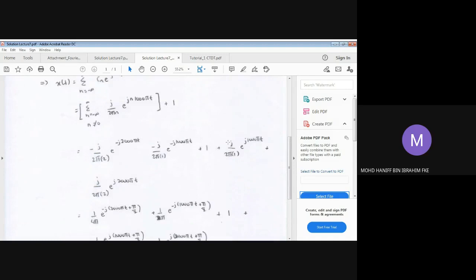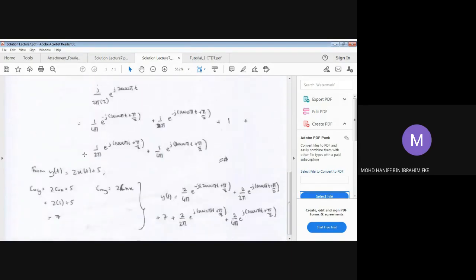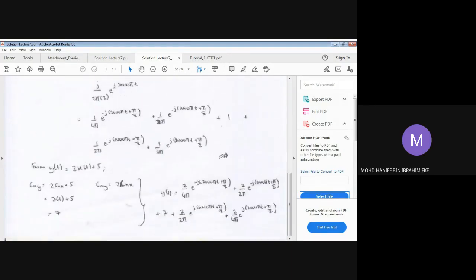We go back to this. We know that C0 of x equals 1, yeah? This is C0 of x, then this is Cn of x. So that will be used here. So we have C0 of y equals 7. But Cn of y will be simply a times Cn of x, or 2 times Cn of x, because the constant of scaling is 2. So from this information, we have now obtained the new Fourier coefficients for y(t).